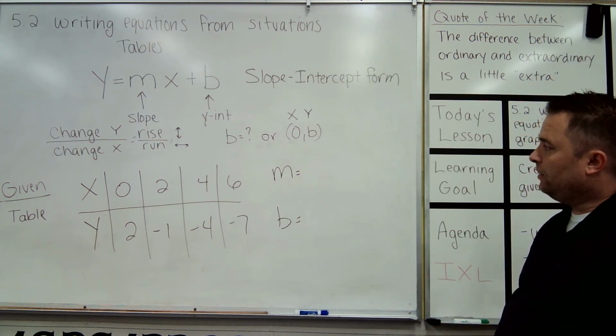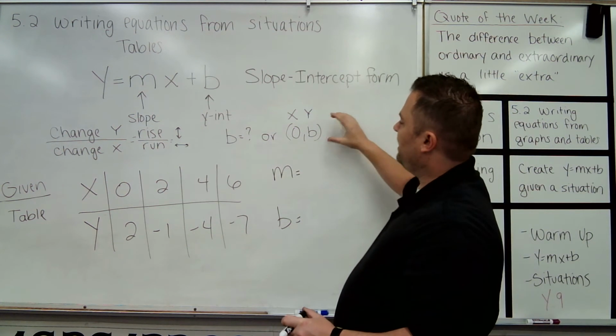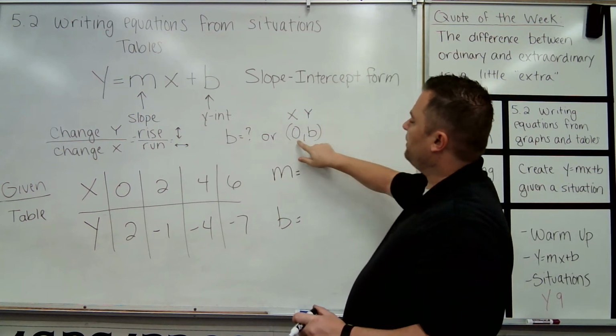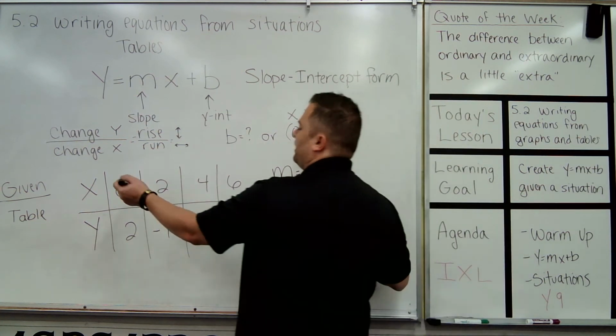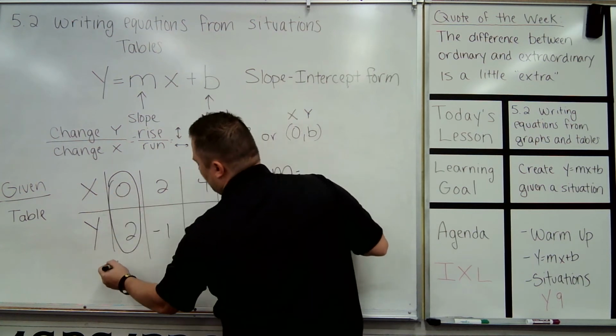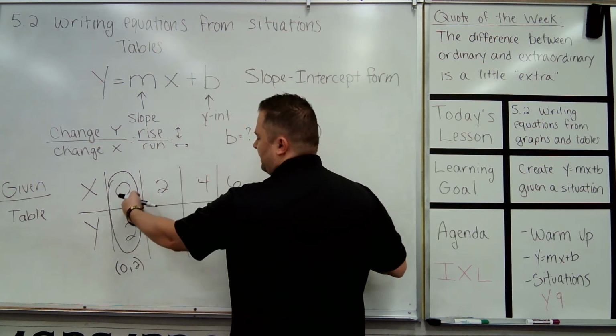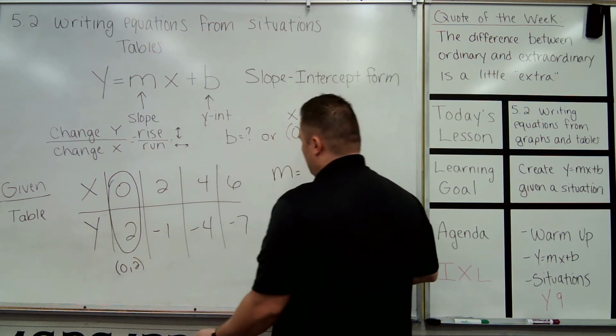Once again, my B looks like 0 comma B. In the table, I'm looking for the 0 comma B. I'm looking for when X is equal to 0. I'm looking at this location right here. Remember, this is the coordinate 0 comma 2. Coordinates come with X's and Y's. So my B is 2.